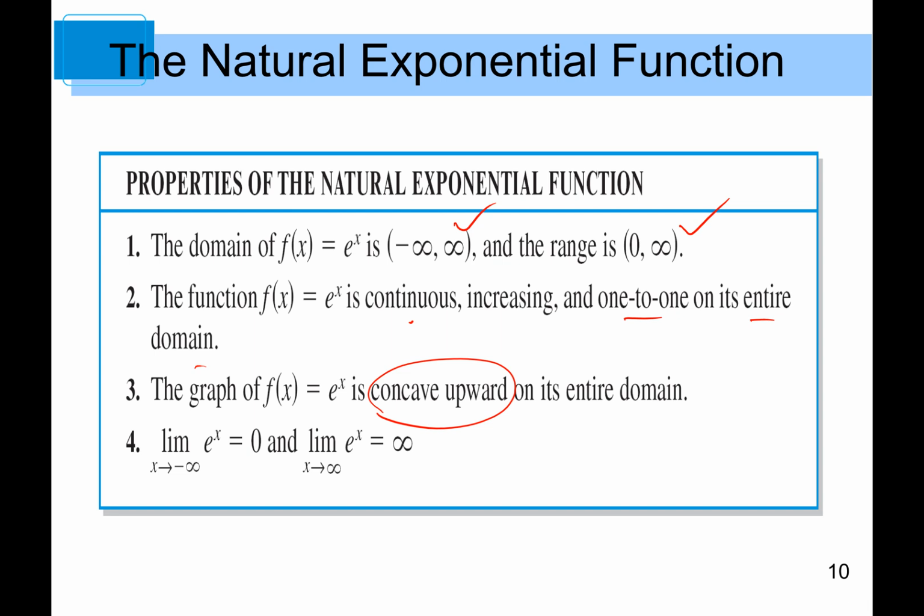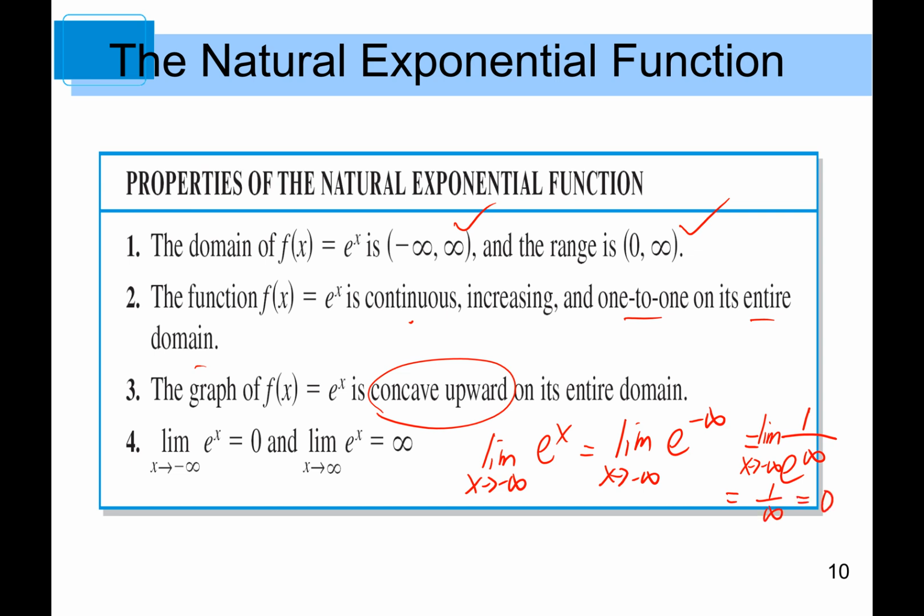I'm going to show you how they derive that. As x approaches negative infinity, e to the x becomes e to negative infinity, and this becomes 1 over e to infinity, basically, right? The limit of e to the infinity is infinity. So it's 1 over infinity, that gives you 0, right? Any constant divided by infinity is 0.